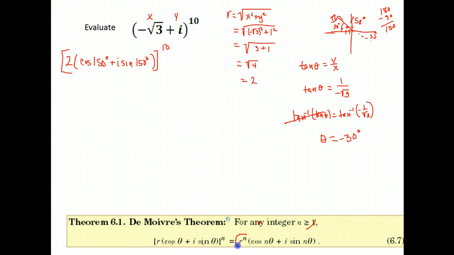DeMoivre's theorem says you take your number in front to your power. So our number in front, r, was 2. We're going to take 2 to the 10th power, times cosine of our power times our angle. So cosine of 1500 plus i sine of 1500. How did I get 1500? I took 150 times 10. We were supposed to take our angle times the power. Same there. Here, 150 times 10. That's what the formula told us to do.